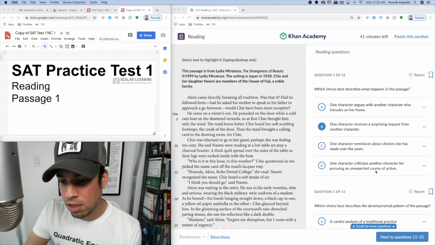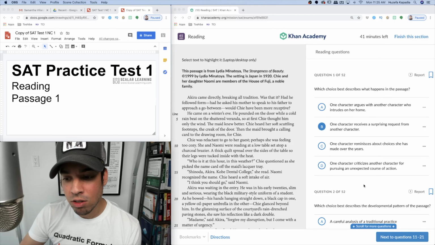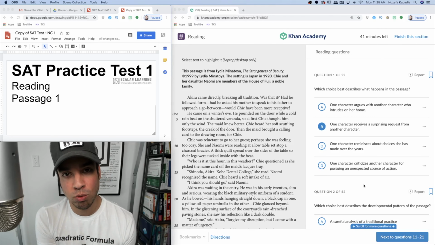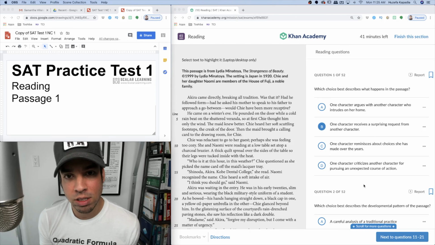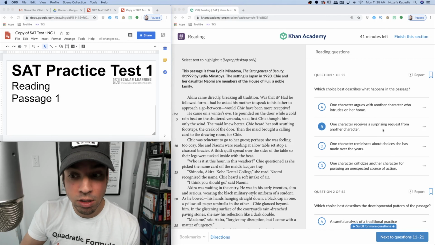One character criticizes another character for pursuing an unexpected course of action. There's a little bit of criticizing that happens, but afterwards, after he leaves, in a sense. But I wouldn't characterize the entire passage that way. B is just a much better answer. One character receives a surprising request from another character, and that's kind of what's going down here.